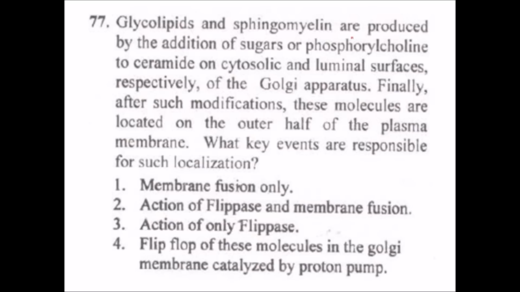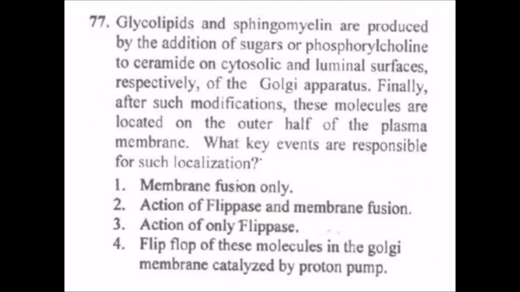Glycolipids and sphingomyelin are produced by addition of sugar or phosphorylcholine to ceramide on the cytosolic and luminal surface respectively of the Golgi apparatus. It is added during the post-translational modification. Finally, after such modifications, these molecules are located on the outer half of the plasma membrane. What key events are responsible for such localizations?